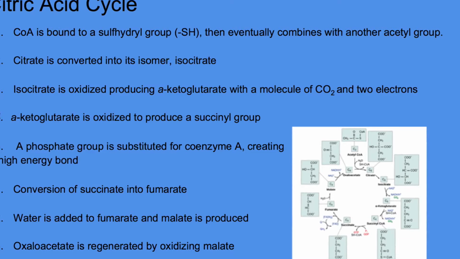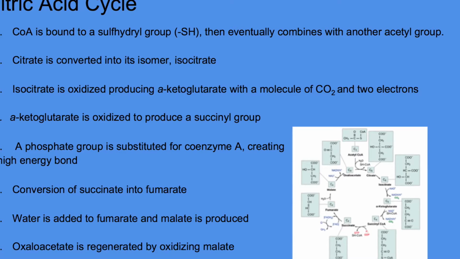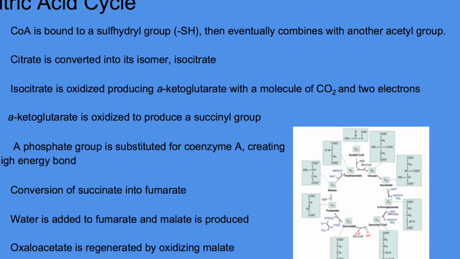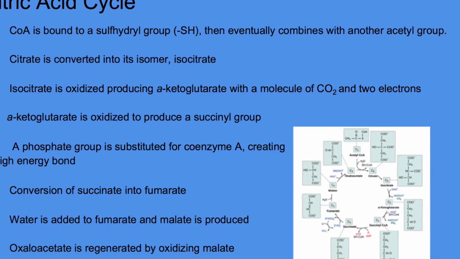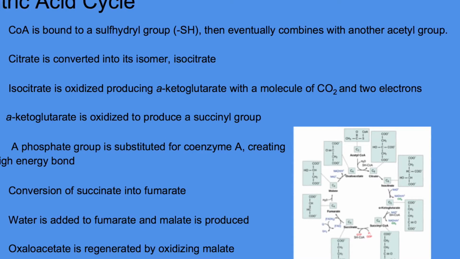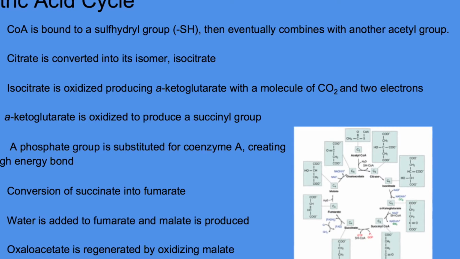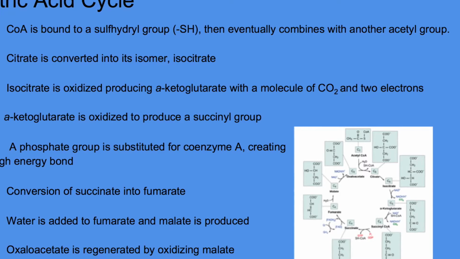Step 4. Alpha-ketoglutarate is oxidized to produce a succinyl group. Steps 3 and 4 are both oxidation and decarboxylation steps, which release electrons that reduce NAD+ to NADH and release carboxyl groups that form CO2 molecules. Coenzyme A binds the succinyl group to form succinyl coenzyme A. The enzyme that catalyzes step 4 is regulated by feedback inhibition of ATP, succinyl coenzyme A, and NADH.